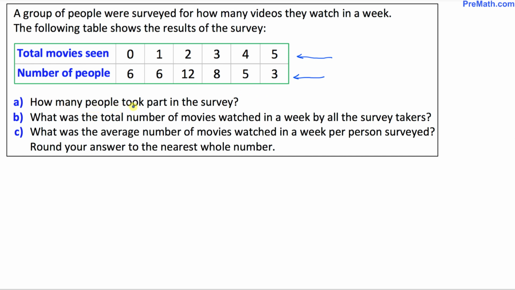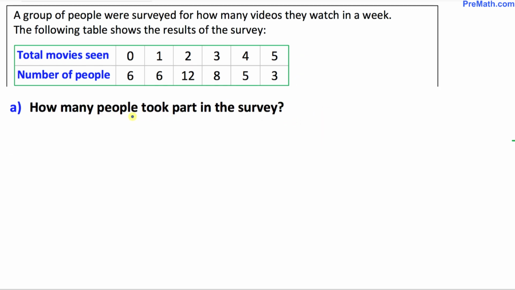How many people took part in the survey? B part is what was the total number of movies watched in a week by all the survey takers? And finally, C part is what was the average number of movies watched in a week per person surveyed? So let's get started with our A part. How many people took part in the survey?